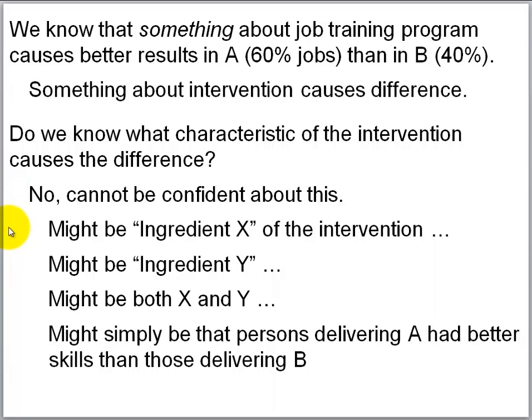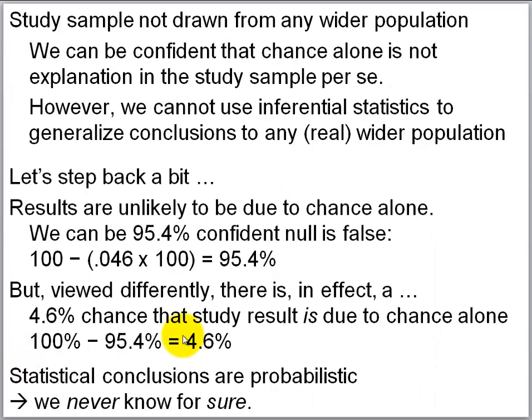Well, it might be ingredient X of the intervention. It might be ingredient Y. Perhaps it's a combination of X and Y. It might even be something so simple as the fact that the persons who deliver program A have better skills than do those who deliver B. Now, our study sample was not drawn from any wider population, or at least the description makes no mention of any such population. So we're going to presume it's a non-probability sample.